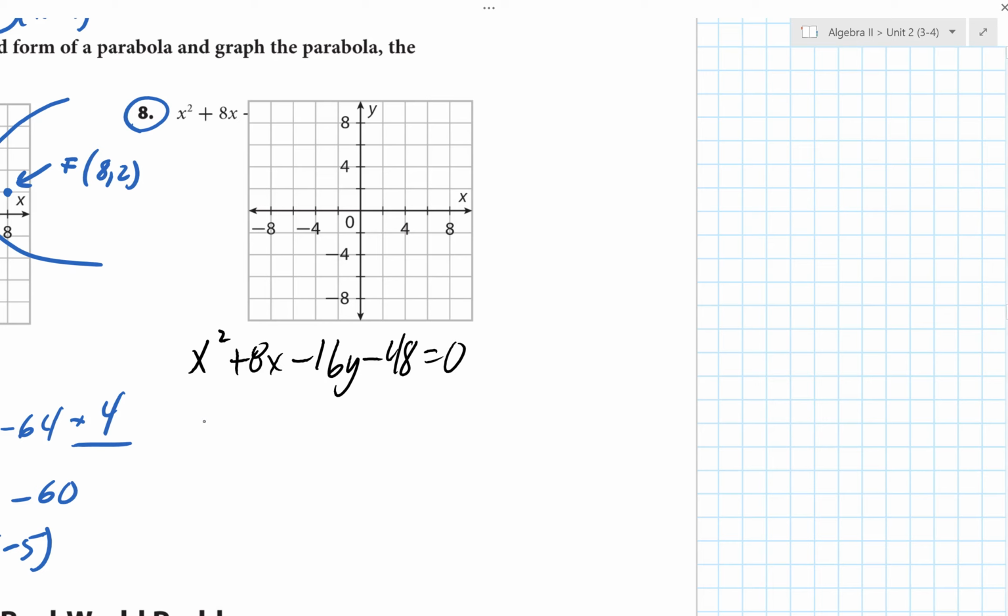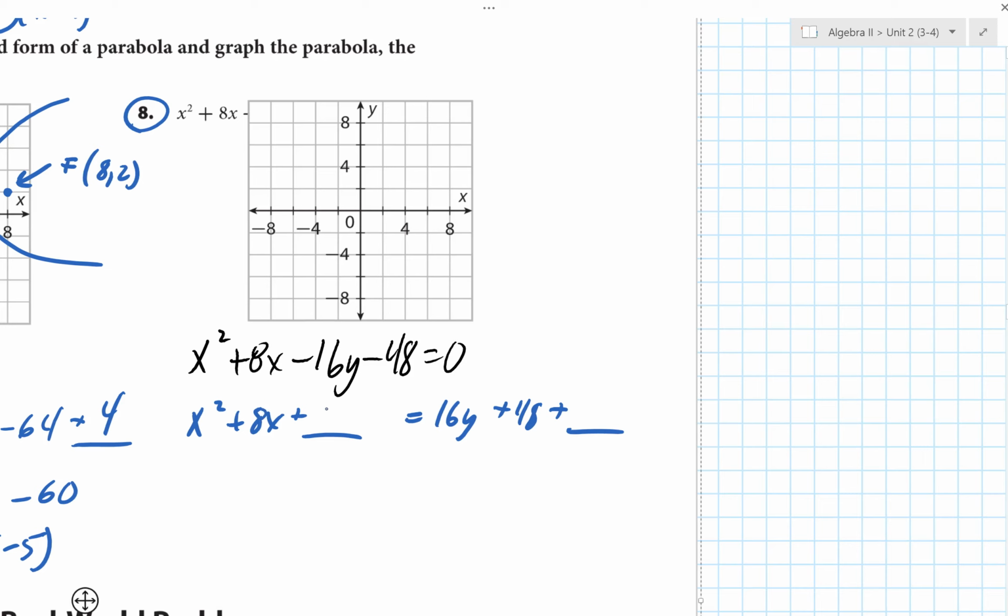Okay, let's see how you did. Since x is the only variable that's squared, we have to complete the square for x. So it's going to be x squared plus 8x plus blank. We're going to move everything else to the other side. So that's going to make 16y plus 48, and then plus blank. Okay? Marcia, what do we need to complete the square?